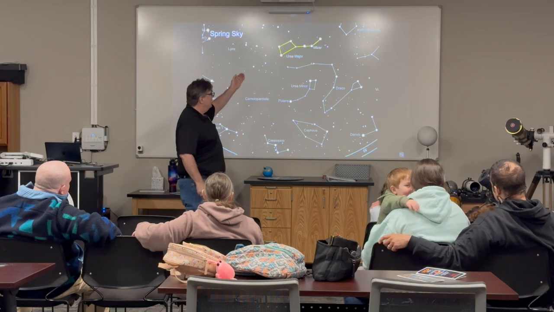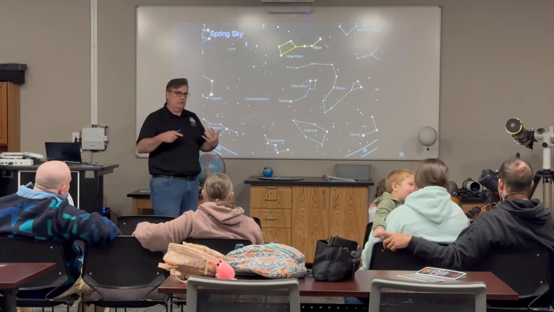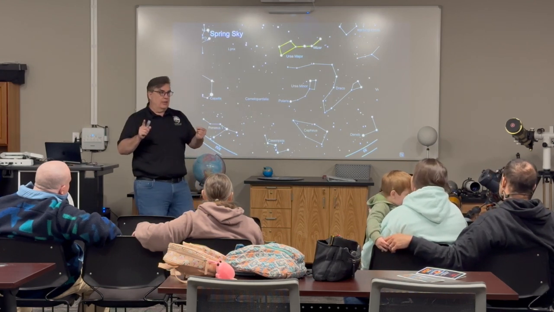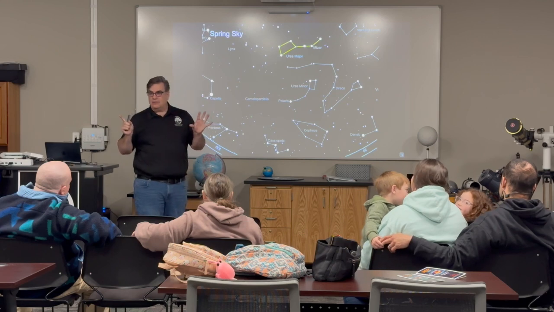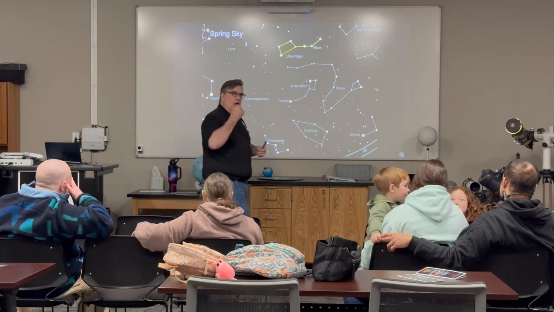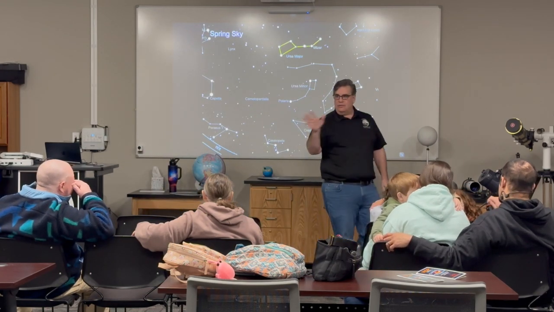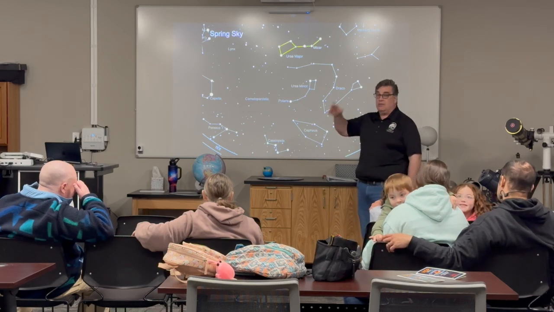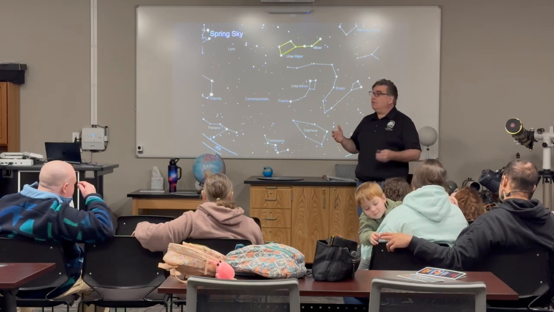The Big Dipper and Little Dipper are not constellations. Not all those patterns in the sky are called constellations. There are 88 constellations, and that's it. 88 constellations. These other ones are called asterisms.